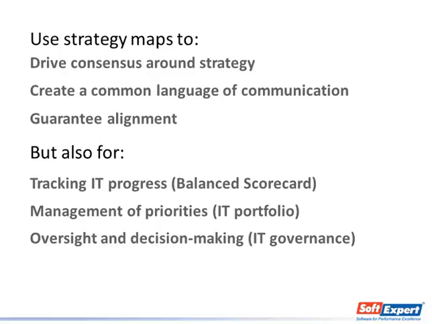So you can use strategy maps to drive consensus around strategy. Part of the alignment problem is often caused by a lack of consensus around what the strategy really is. Strategy maps can be used effectively to force the required discussion.